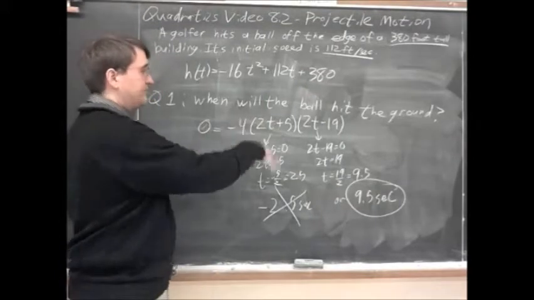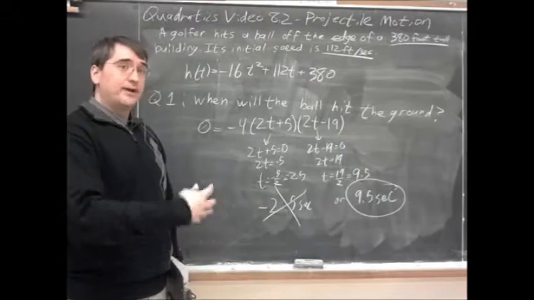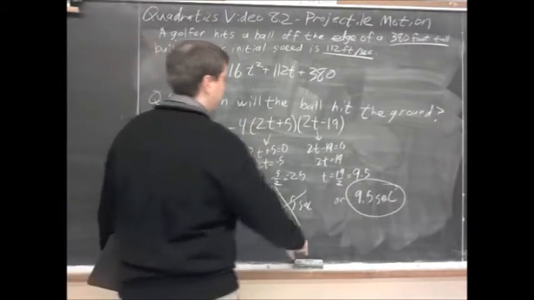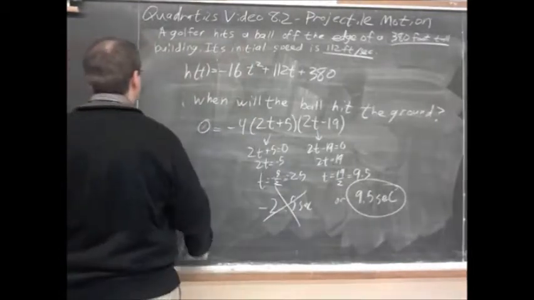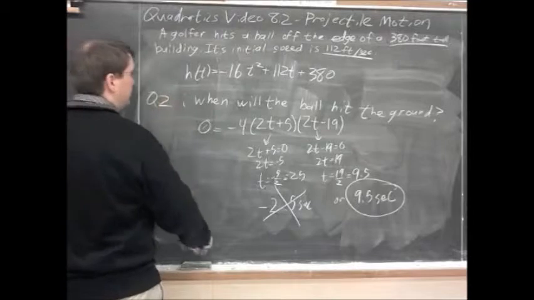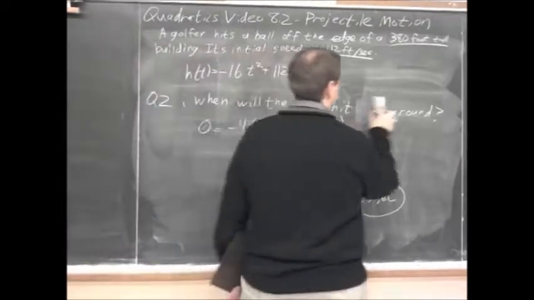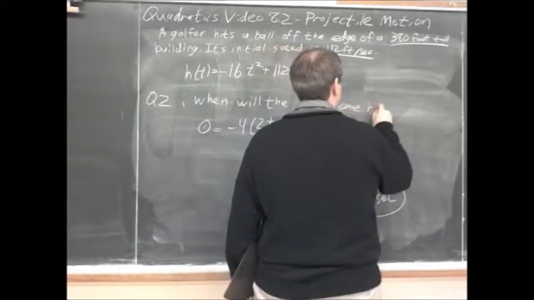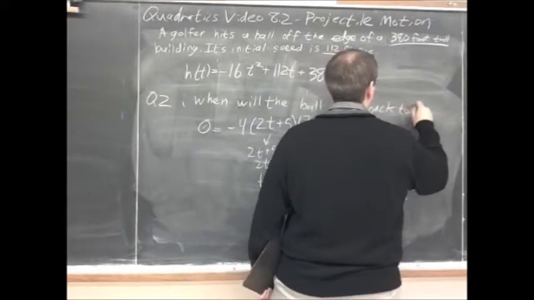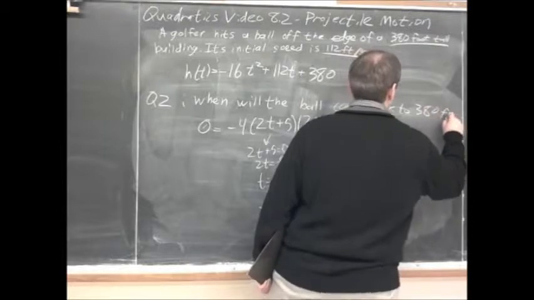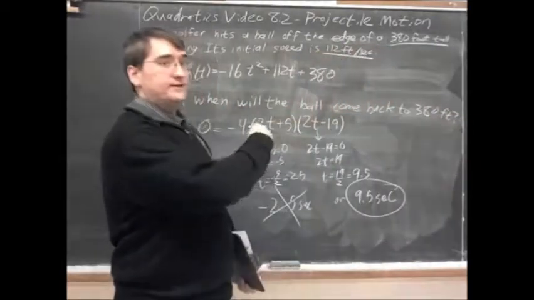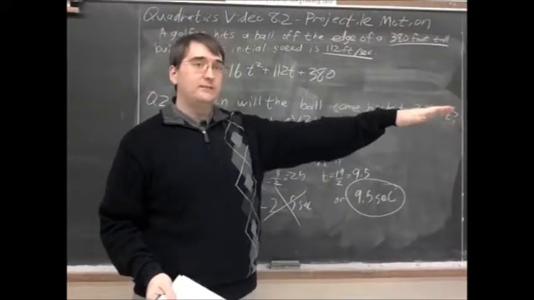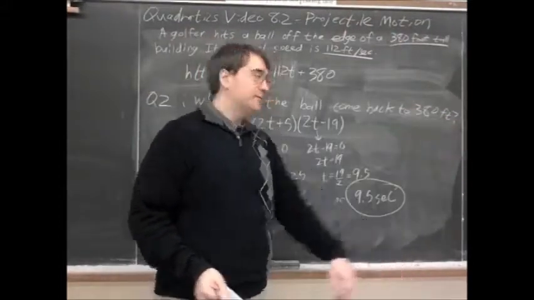We can use this procedure of factoring and looking for the zeros for any height. Here we're asking when the ball hits the ground, but if we asked as question 2, when will the ball come back to 380 feet? After all, you're hitting it off the edge of a building, so it's going to go up, eventually come back down to that same height, and then keep going down to the ground.